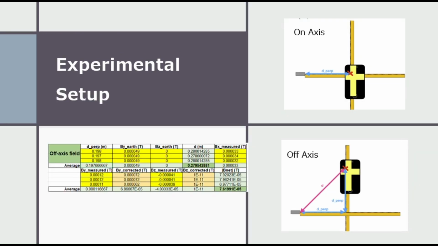And so now moving on to the on-axis, off-axis experimental setup. This diagram is how I set it up in person, and my data is shown right here for a distance that was around 0.1976 repeating meters.